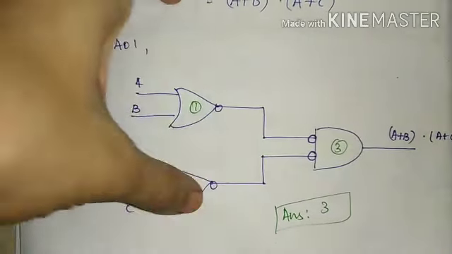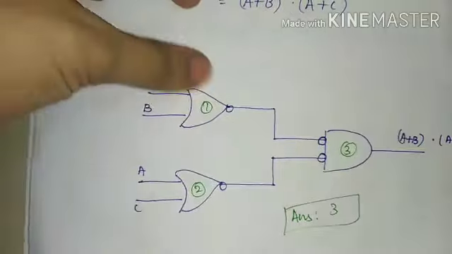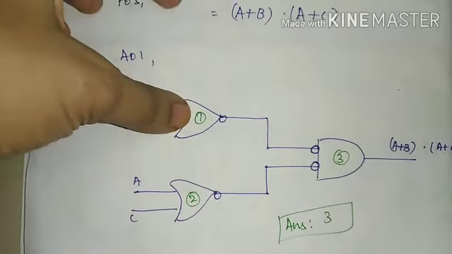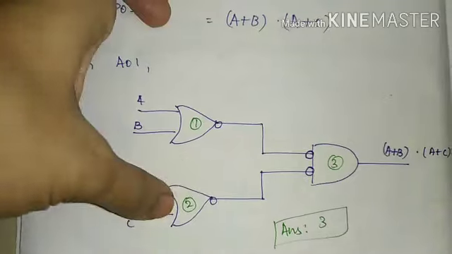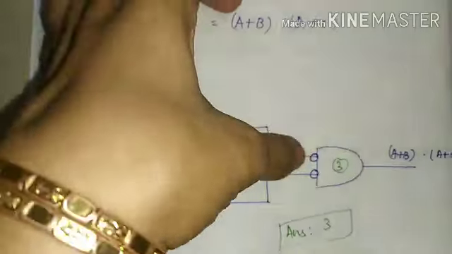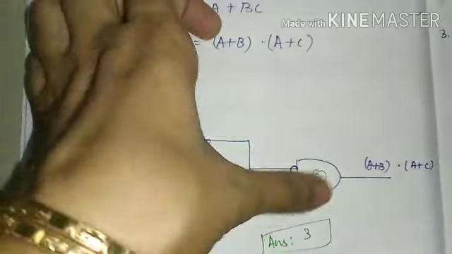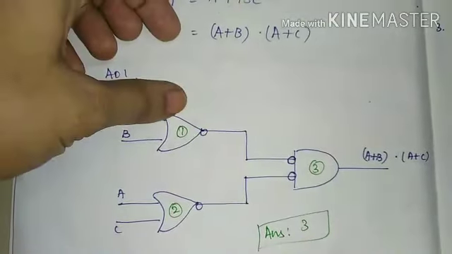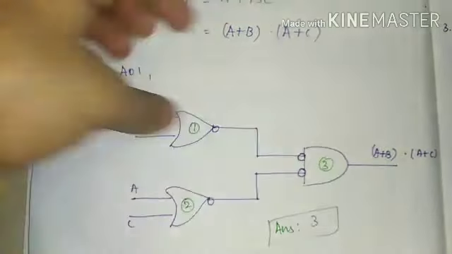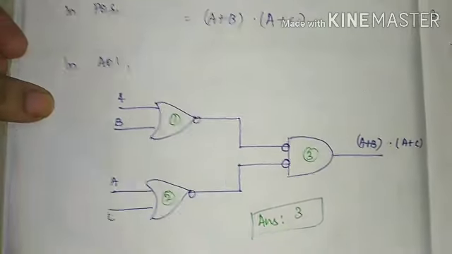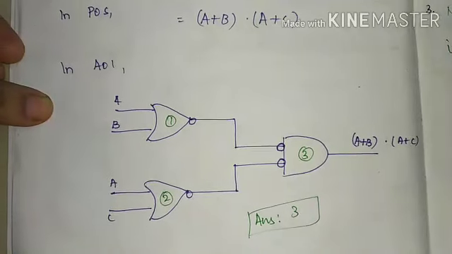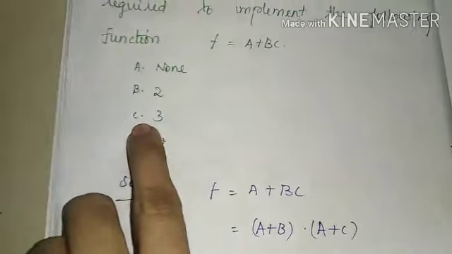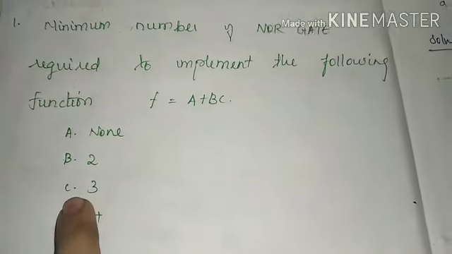After that I have introduced these bubble symbols. This bubbled OR gate represents the NOR. Bubbled OR represents the NOR. The bubbled AND gate is also called a NOR gate. So the number of NOR gates is 1, 2 and 3. So the answer will be 3. The minimum number of NOR gates required to implement the given function is 3. So option C, 3, is the correct answer for the given question.